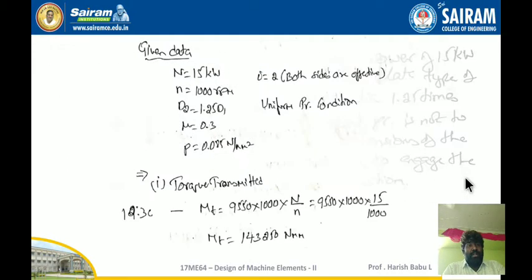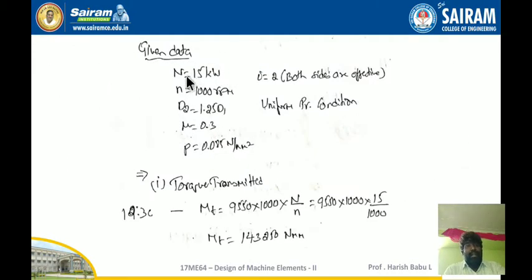So what are the conditions given? The data given is N equals 15 kilowatts, and the rpm, n, is 1000 rpm. d2 is 1.25 times d1. The coefficient of friction mu equals 0.3 and the pressure intensity is 0.085 Newton per mm square. They asked us to assume uniform pressure condition, and both sides are effective for the frictional lining, that is i equals 2.